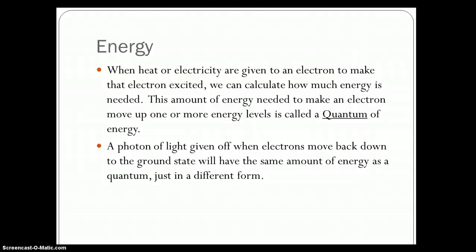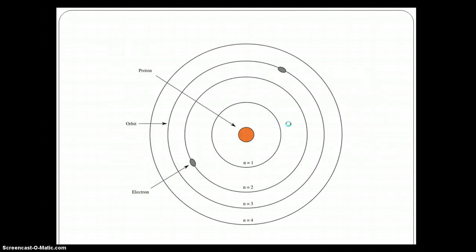And then when the electron moves back down to the ground state, it's going to give off a photon. The photon will have the same energy as a quantum, it's just in a different form. The quantum of energy will be heat or electricity. A photon will be given off as light. They're all different types of energy, and we're going to learn how to calculate the amount of energy.